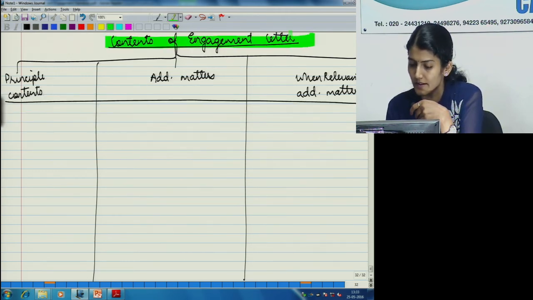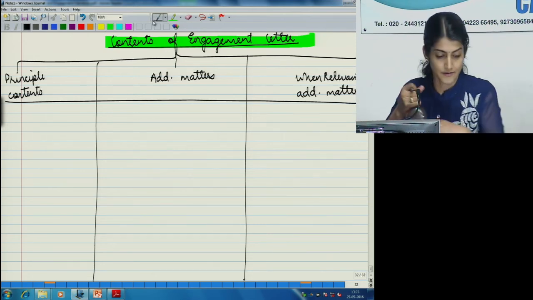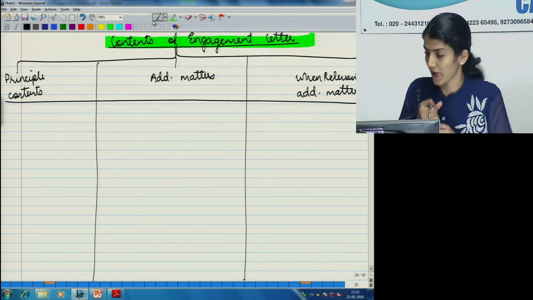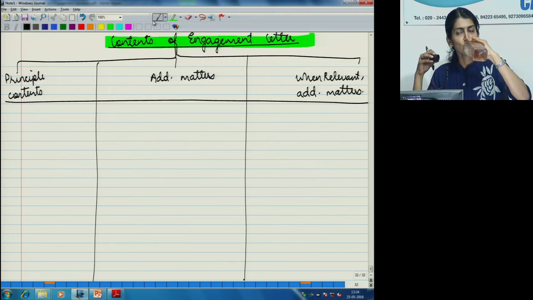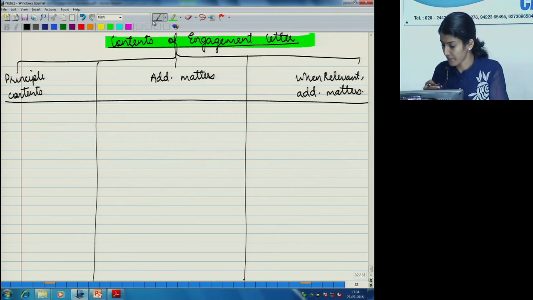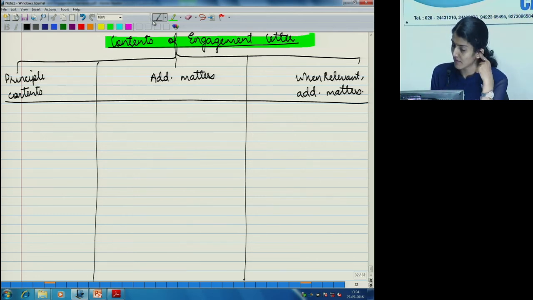Yes, now we are discussing the contents of the engagement letter, divided under 3. Principal contents, additional matters, when relevant additional matters.